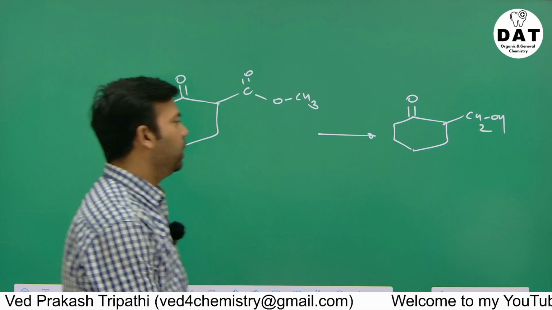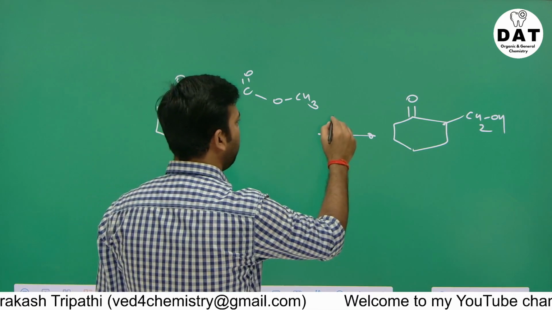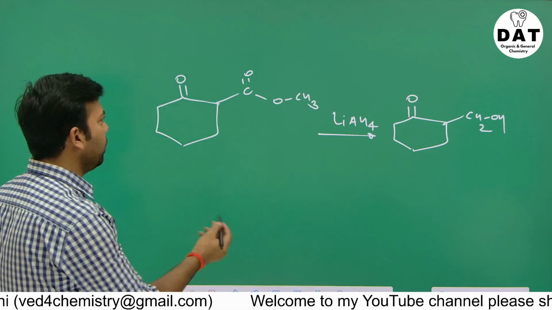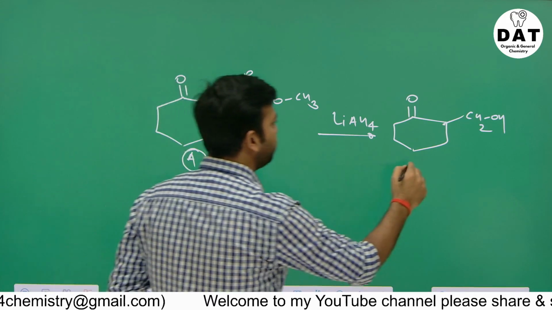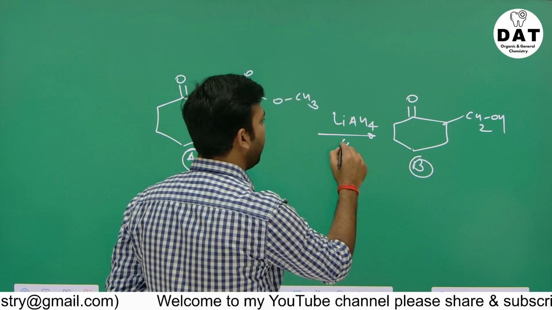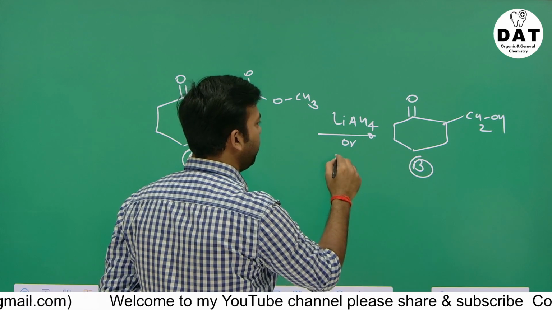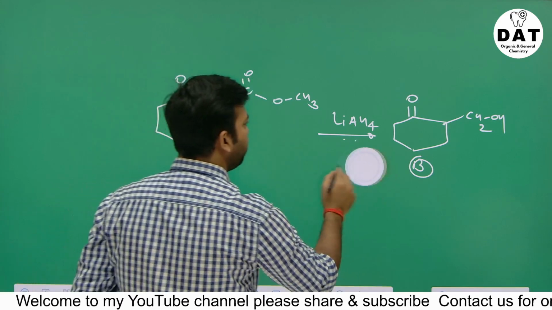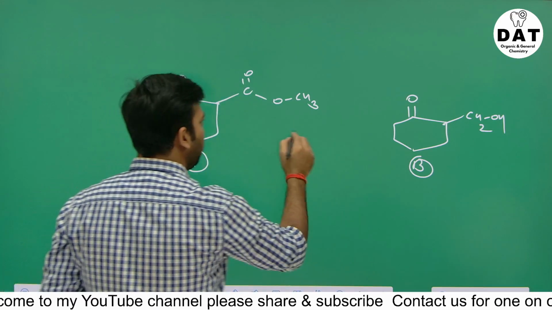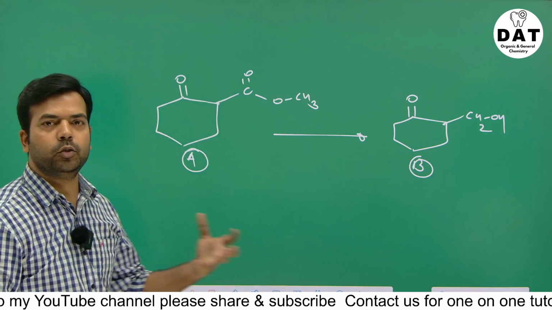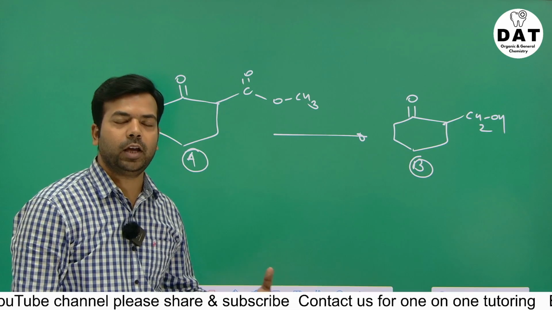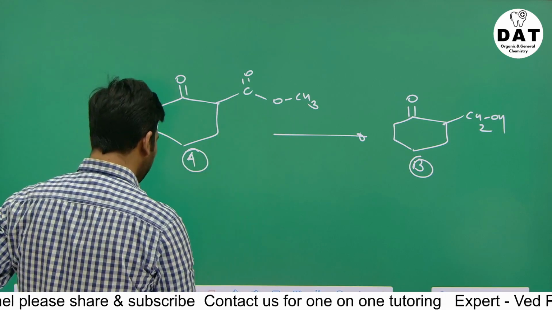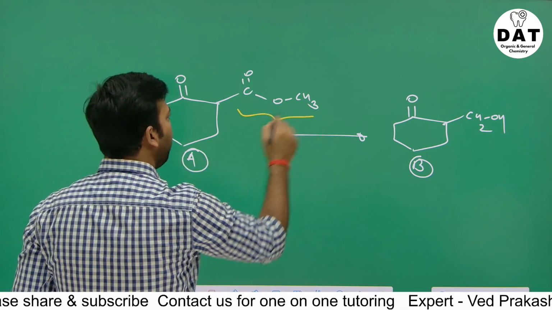Look at this, and I am using here LiAlH4. Okay, we have to convert this reaction A into B, and you have LiAlH4, you can use NaBH4, or simply you can just convert them in this way. Now look at here. Now you have a few reducing agents. LiAlH4 is a strong reducing agent which can reduce this ester molecule, as well as this ketone, both.